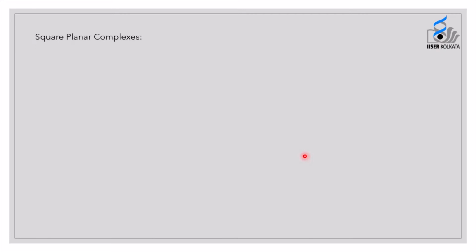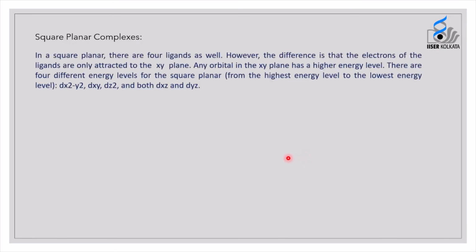Now we are going to study square planar complexes. Square planar complexes are a different geometry of the ML4 type system. In this, four ligands are placed in a square planar geometry, which looks like this. This is the center metal ion, and these ligands are placed along the axis approaching the metal ion, and these four ligands are placed in the same plane. That's why the name planar is there.